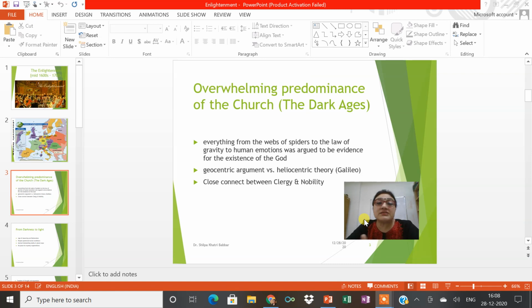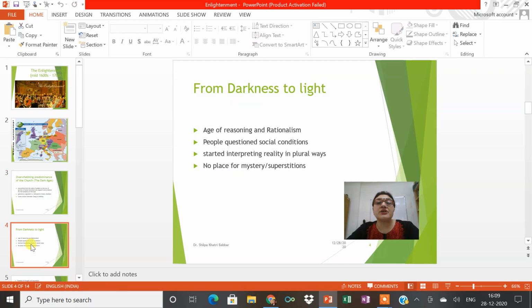Now, this is the time when there is no liberty, when there is no equality, when there is no freedom, when there is no thought process, that we have this particular kind of age coming up, an age wherein there is this transition from darkness to light. And this is the period which is referred to as enlightenment.